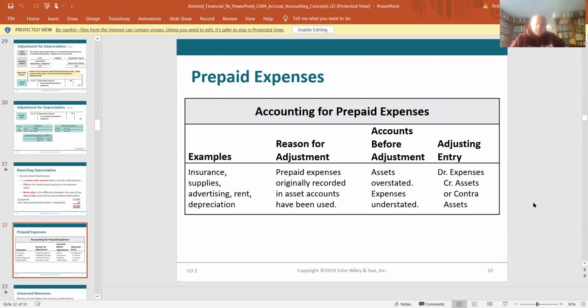And here's some examples of the prepaid expenses we just did.